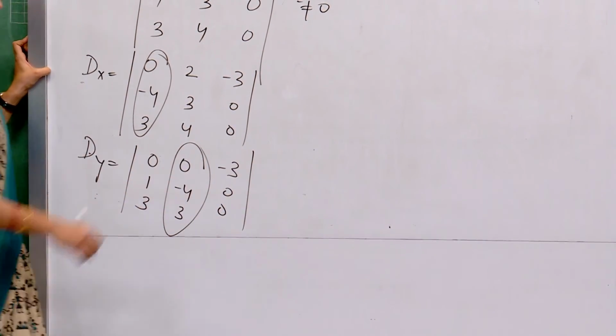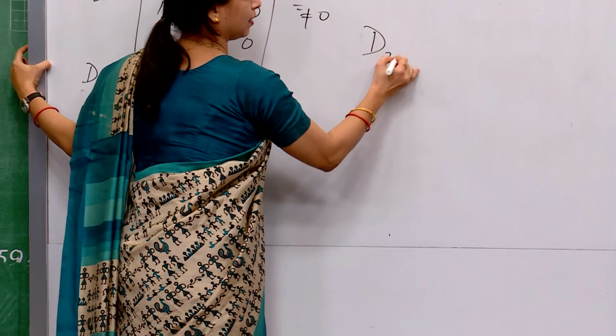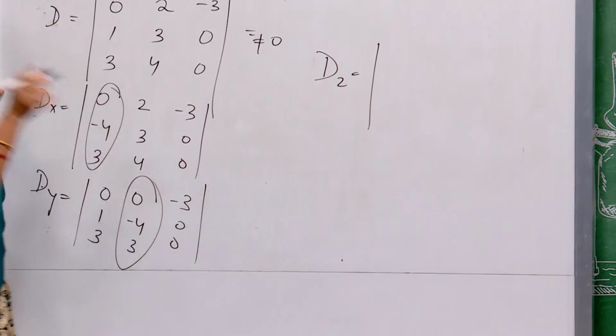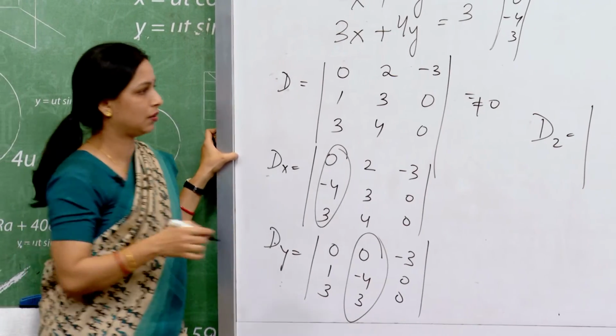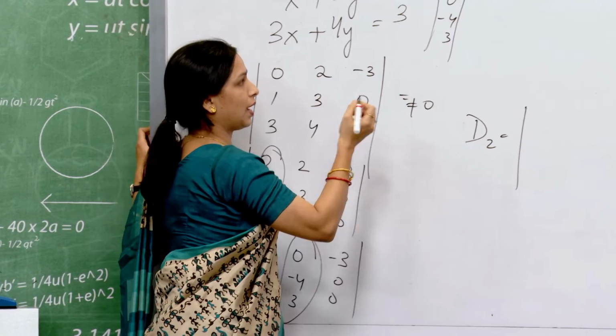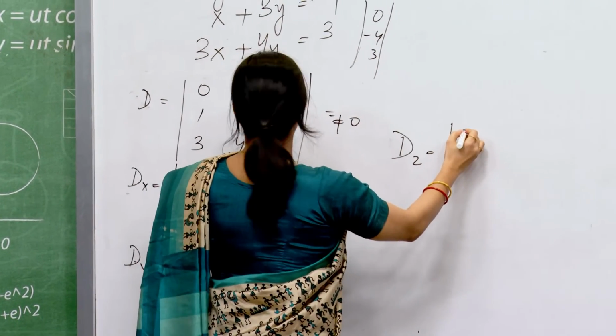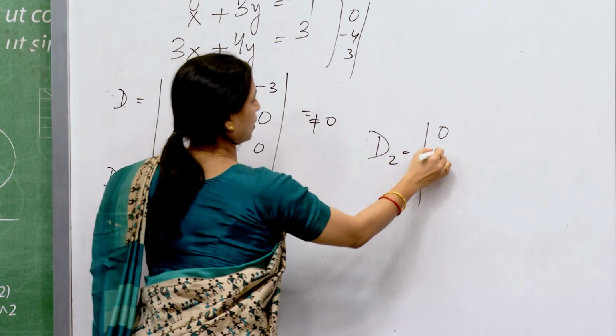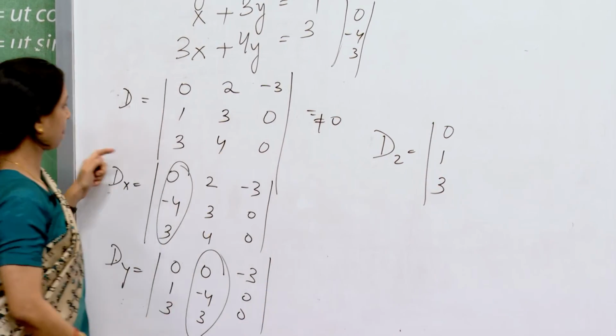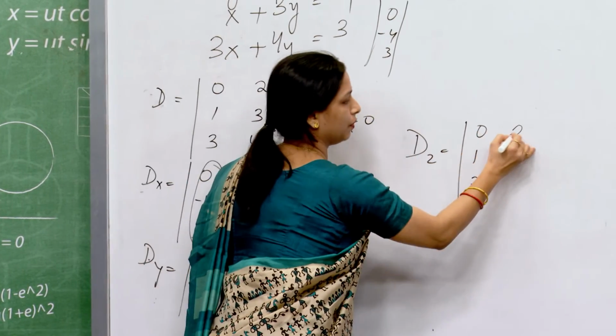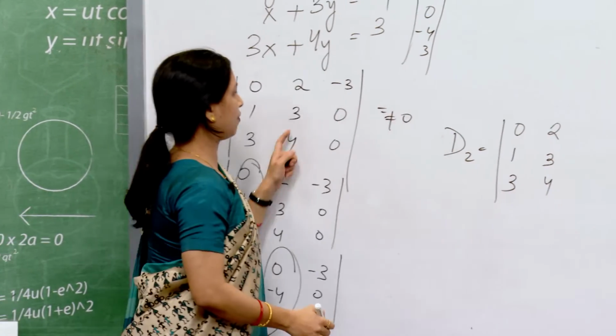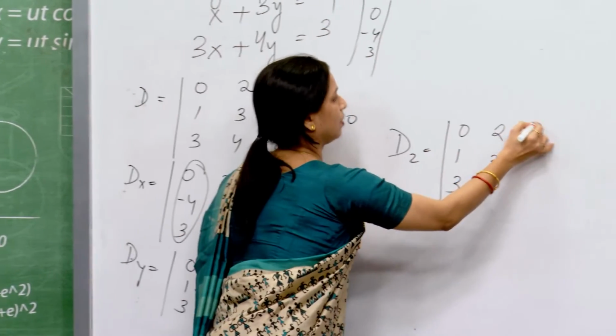Similarly, for dz, what do you do? You substitute the coefficients of z with the known values. So, you repeat the 0, 1, 3, okay, 2, 3, 4, and finally, the known values.